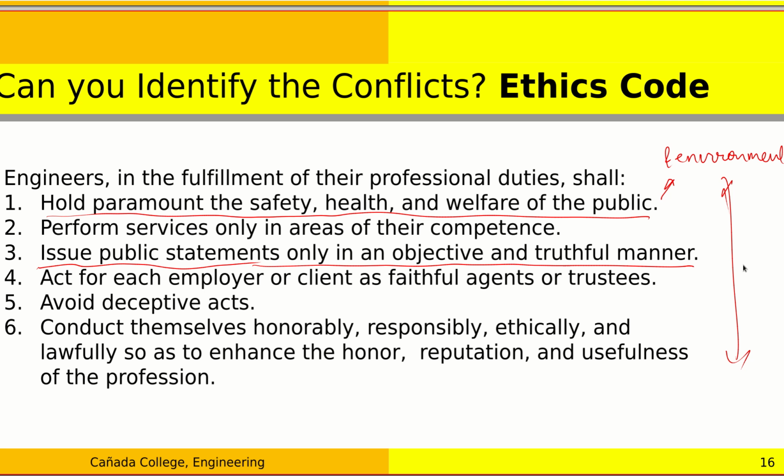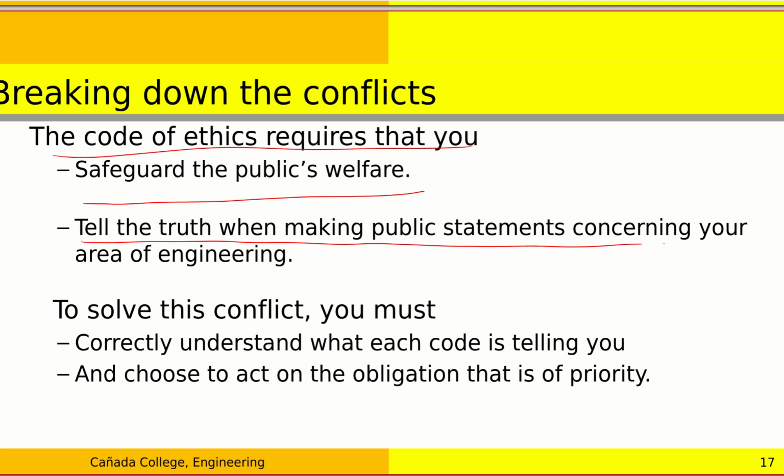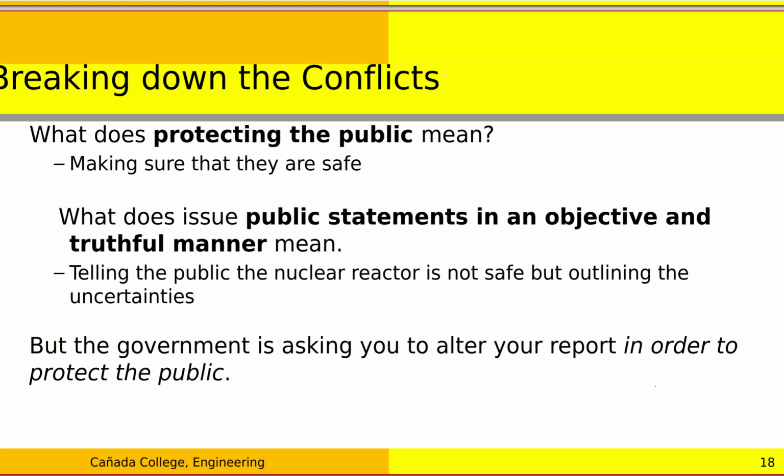And so you can see now that what you're being told to do seems to take you away from this code as well as this code. Okay? So if you break down the conflicts, you'll see that the code of ethics requires you to safeguard the public's welfare and tell the truth when making public statements. And so now a question is, in order for you to resolve the conflict you're in, you have to correctly interpret and apply these two codes, and you have to then weigh your options and choose the one that is of priority, right? Okay. So let's just break down the codes, or rather the conflicts you have.